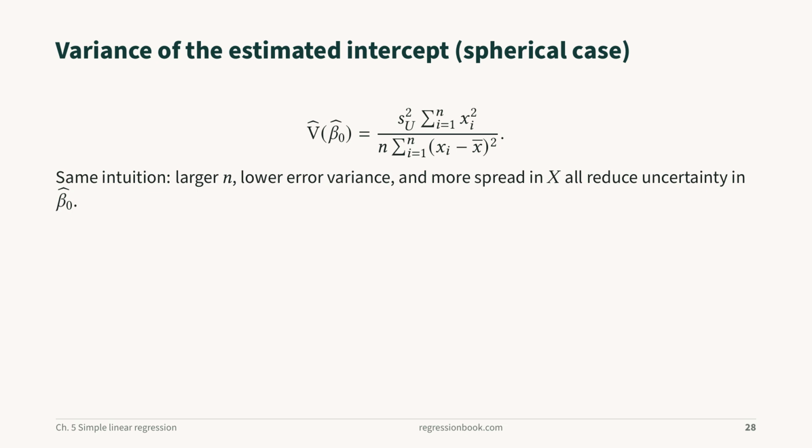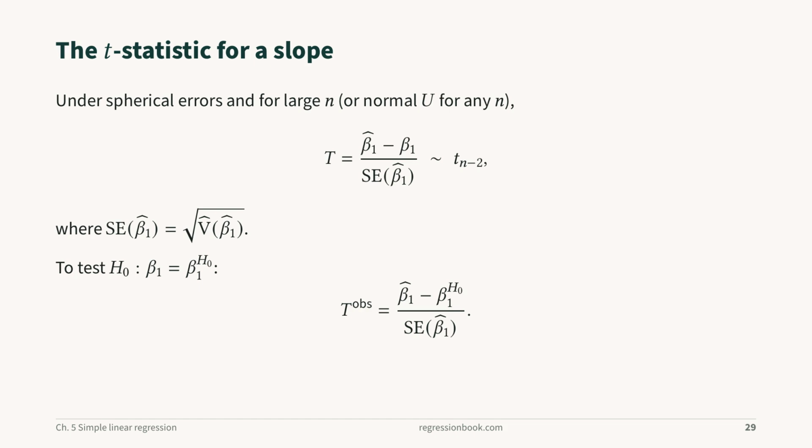The intercept has its own variance formula, displayed here for completeness, and the same 3 intuitions carry over directly. Larger samples, quieter errors, and a more spread-out regressor all tighten the estimate of the intercept as well. Nothing new happens conceptually on this page. The slope remains our main character throughout the chapter. Inference now assembles itself from chapter 3's parts.